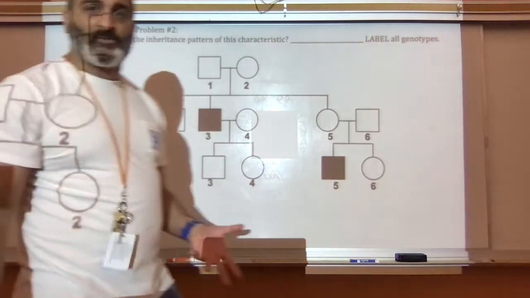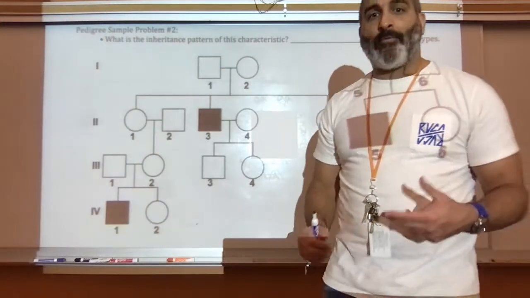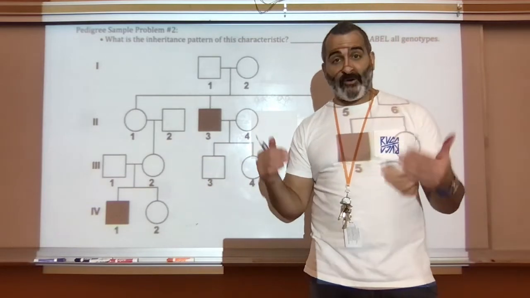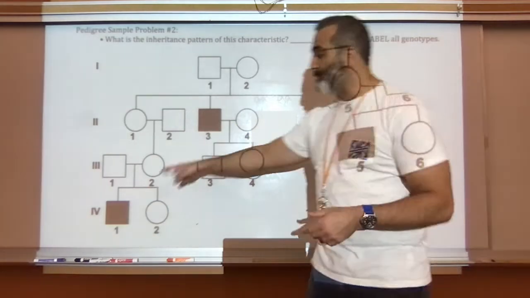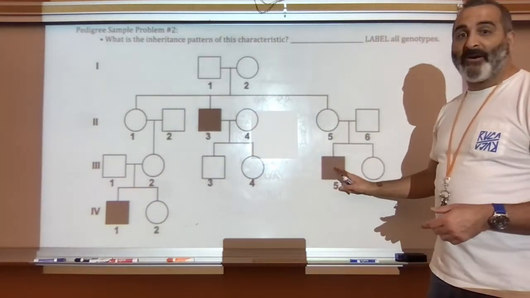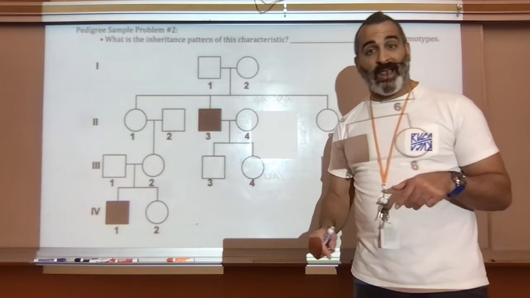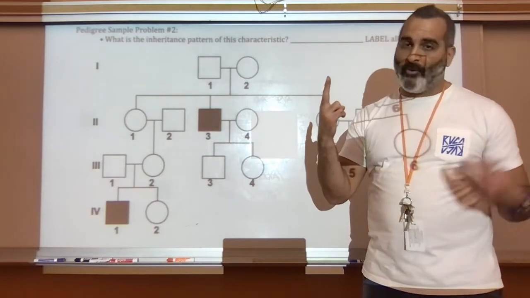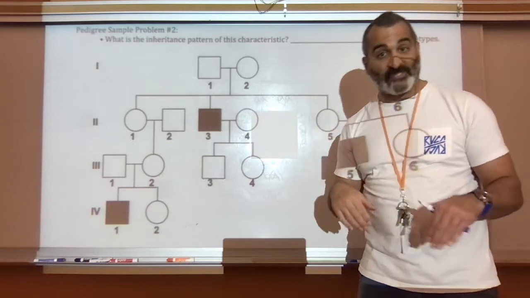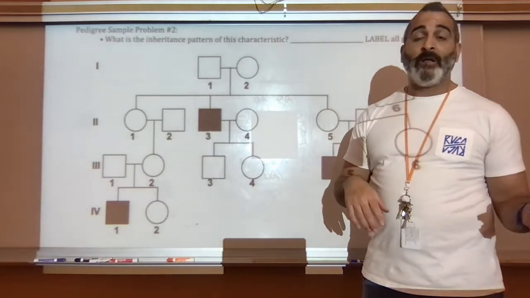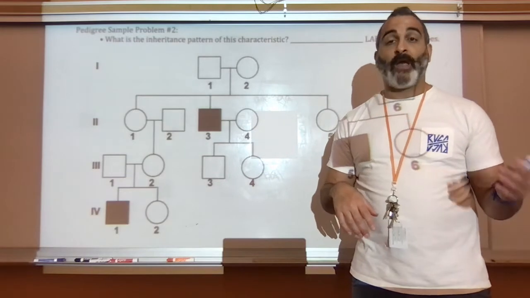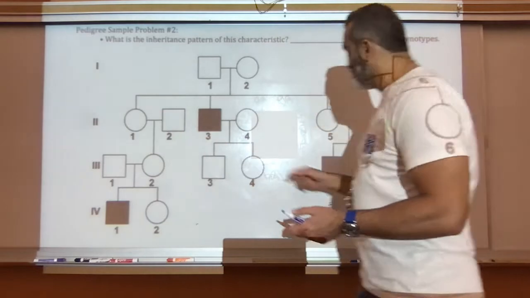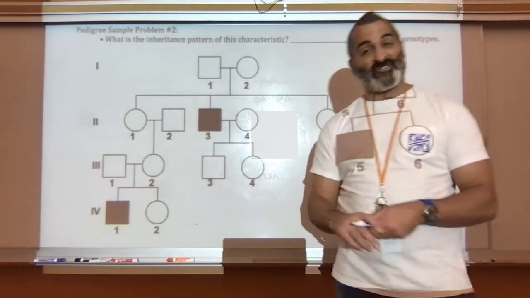Now, let's do this one together, okay? This is sample problem pedigree number 2. Just like all the other ones, you need to figure out the inheritance pattern. There are a few people on here that have it. How did they get this characteristic? How was it passed down to them? Was it number 1, sex-linked? Was it number 2, autosomal, not sex-linked, and recessive? Or number 3, is it autosomal, not sex-linked, and dominant? Is it a dominant characteristic? So we want to know, is this dominant? Is this recessive? Is it sex-linked? What is it? So you start with number 1.